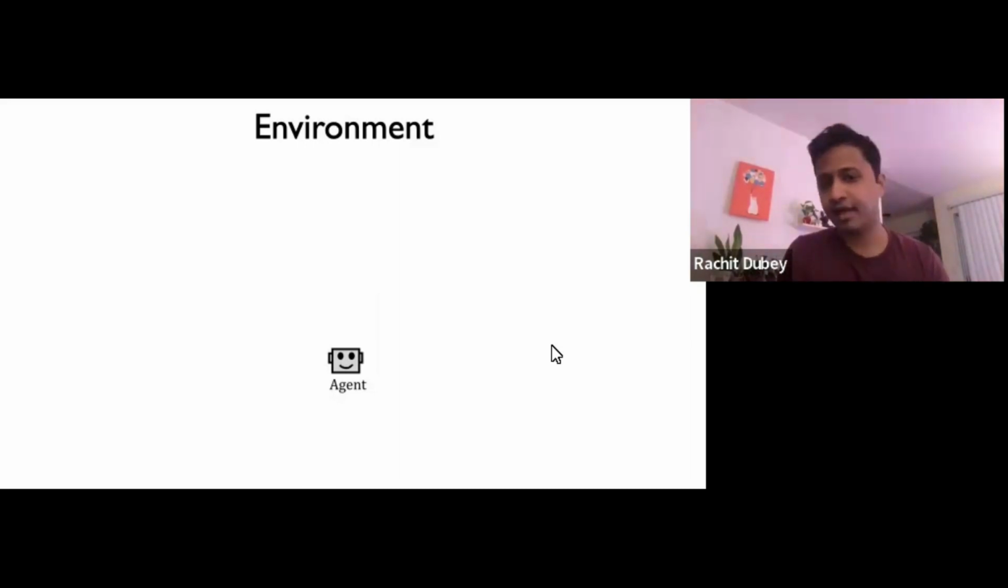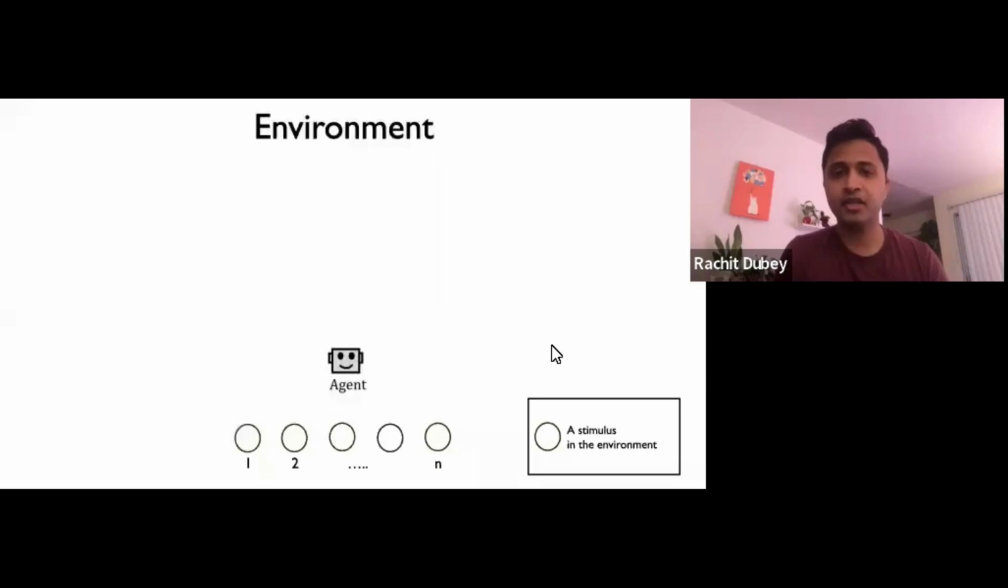So let's consider this scenario. This agent is a reward maximizing agent. It is in an environment that has a bunch of stimuli in it. Here, you can think of a stimulus as any item that can be learned or solved. It can be a task, a puzzle, a game, a question, etc.